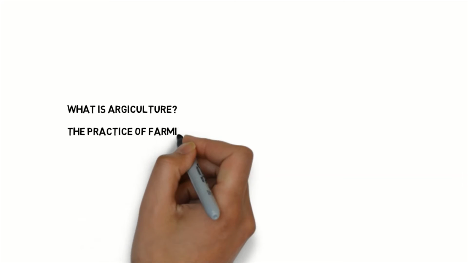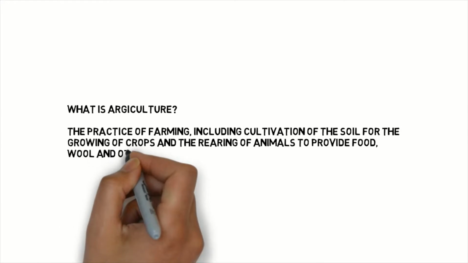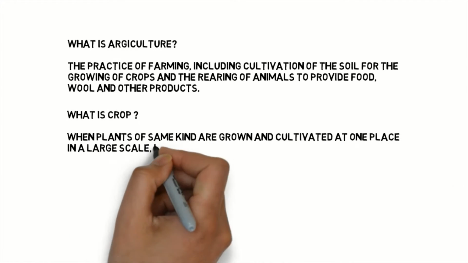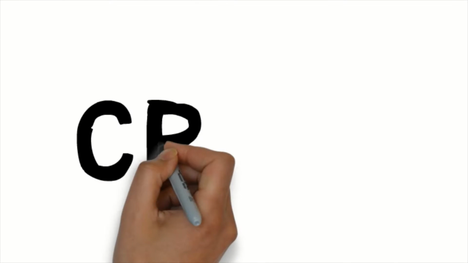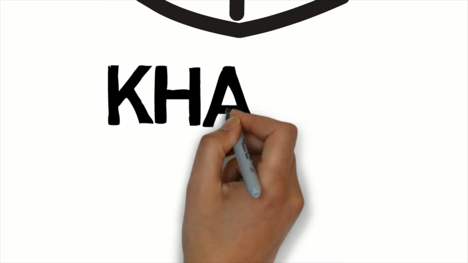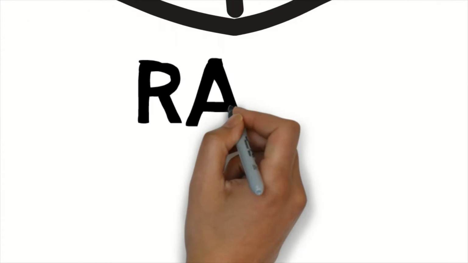Now, what is agriculture? The practice of farming, including the cultivation of crops and the rearing of animals to provide food, wool, and other products. Now, you will think, what is a crop? When plants of the same kind are grown and cultivated at one place on a large scale, it is called a crop. Crops can be classified into two types based on the season in which they are grown: Kharif crop and Rabi crop.